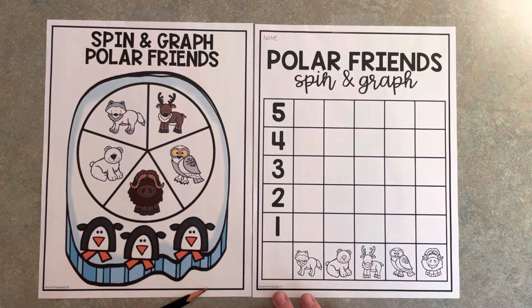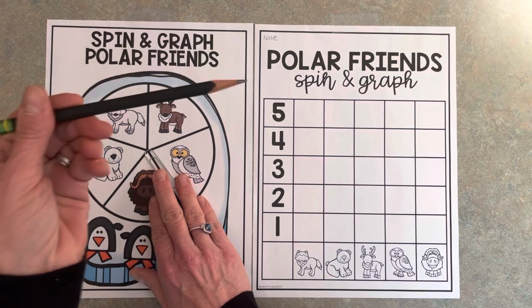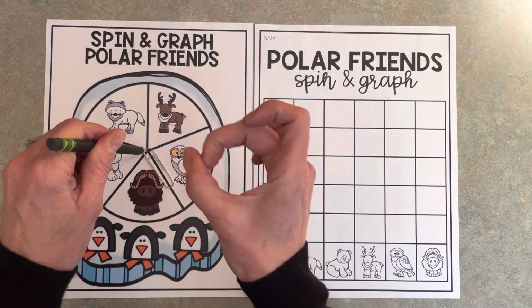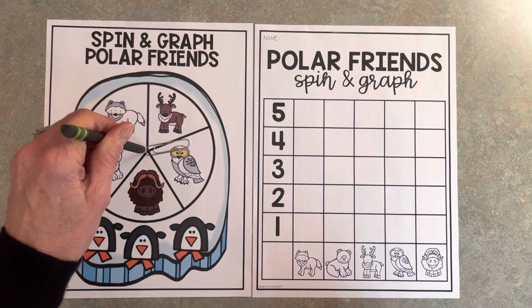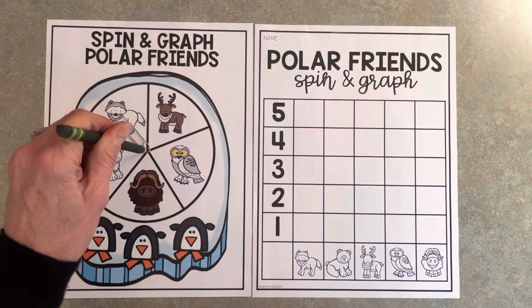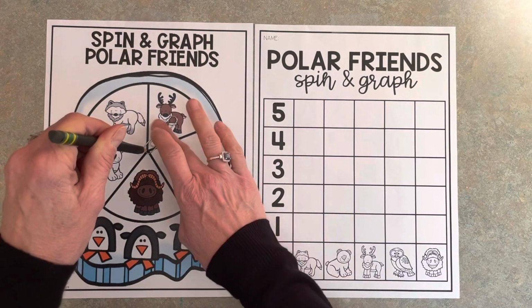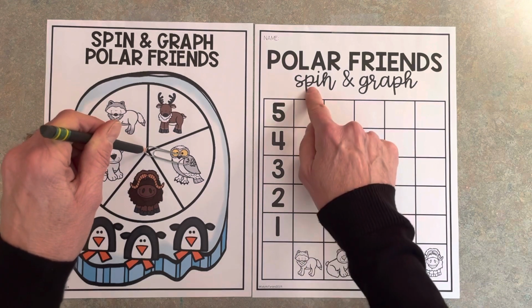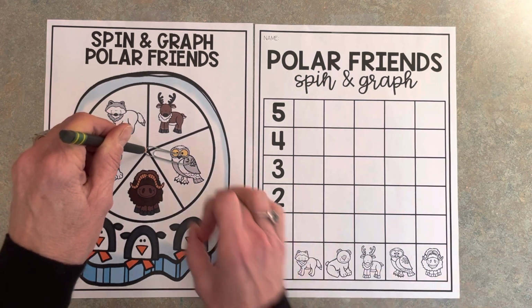Okay, so the way you play the game is you're going to take your paper clip and your pencil, and you're going to hold up your pencil like that so that when you flick, your paper clip goes around like a spinner. Okay, mom and dad could help you with this, or I have a feeling you could do it all by yourself. So the way you play the game is we're trying to see which polar friend gets to the top first. Which polar friend gets to the top first? So you flick it.